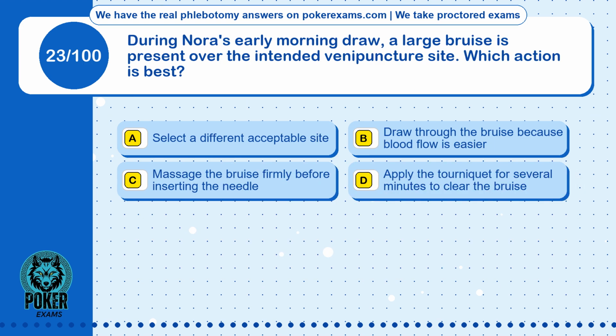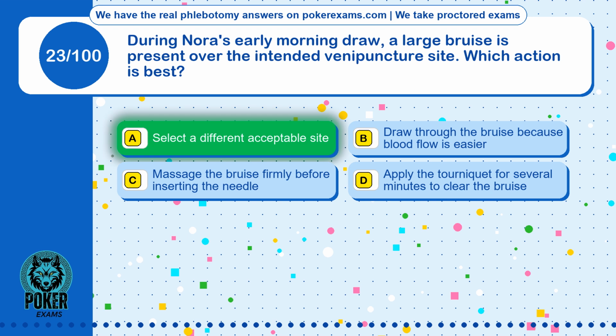Question 23. During Nora's early morning draw, a large bruise is present over the intended venipuncture site. Which action is best? Option A, select a different acceptable site. Option B, draw through the bruise because blood flow is easier. Option C, massage the bruise firmly before inserting the needle. Option D, apply the tourniquet for several minutes to clear the bruise.